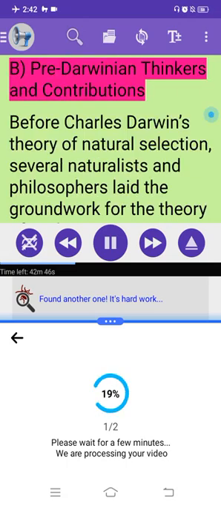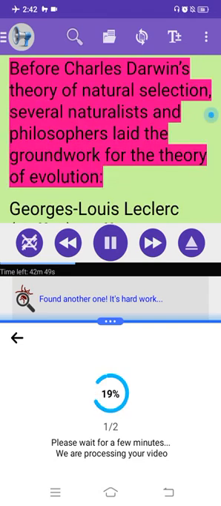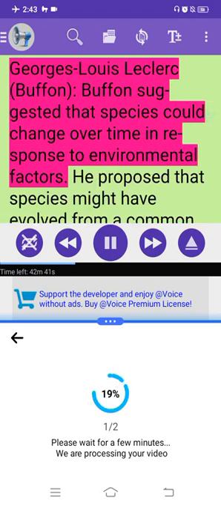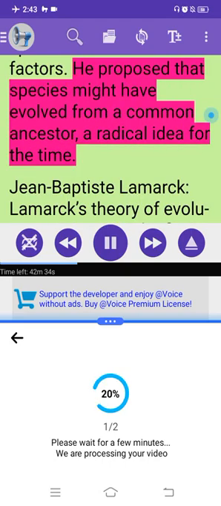B. Pre-Darwinian thinkers and contributions. Before Charles Darwin's theory of natural selection, several naturalists and philosophers laid the groundwork for the theory of evolution. Georges-Louis Leclerc de Buffon suggested that species could change over time in response to environmental factors. He proposed that species might have evolved from a common ancestor, a radical idea for the time.